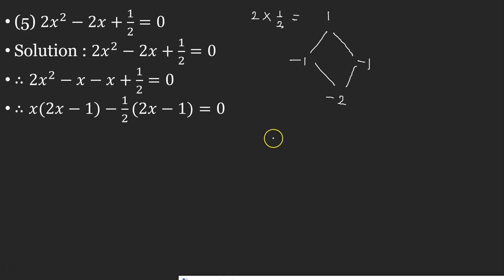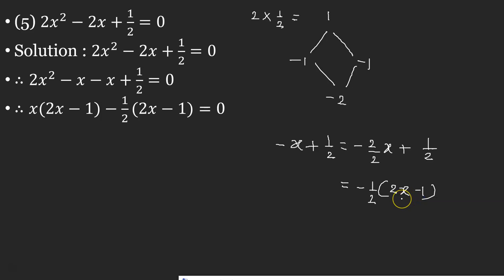See this here. Minus x plus 1 upon 2. If I want to take minus 1 upon 2 common from these two, then I will write here 2 upon 2 x, plus 1 upon 2. This 2 upon 2 means what? 1. There is no effect. And now here I will take minus 1 upon 2 as common and then in the bracket you will get here 2x minus 1. In this way we can take it common.